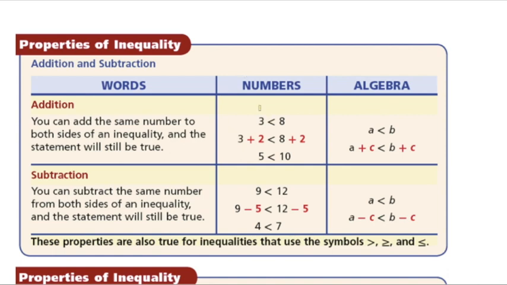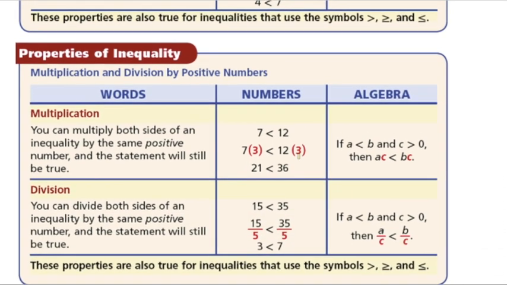So here we have 3 is less than 8. If I add 2 on both sides, 5 is still less than 10. So that's still true. So what that means for us is if I want to move something to the other side of the equation, I can just subtract it or add it on both sides of the equation, and it still holds true for the inequality. So same with subtraction.